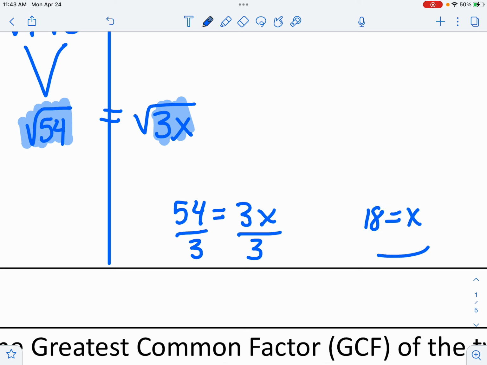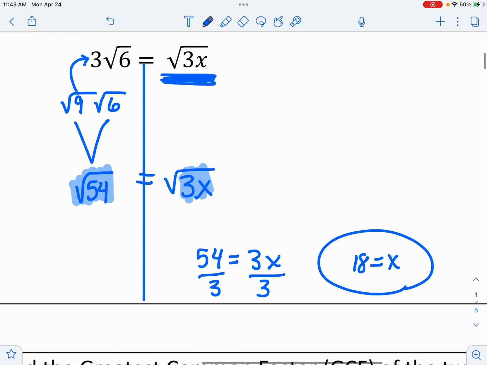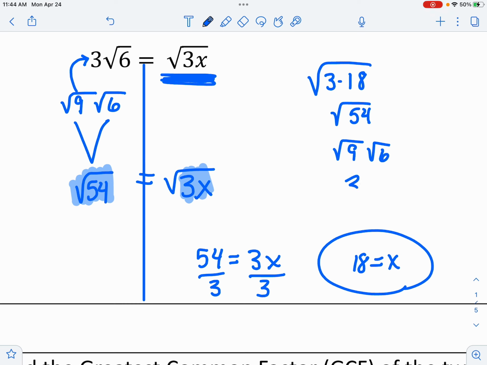So when you're taking the Keystones, you can either use all your multiple choice to plug them in and see which one reduces, or you can do this method. So sure enough, if you plugged in 18, you would get the square root of 54, which would be broken down to 9 and 6, which would give you 3 square roots of 6. So here's the proof as to why x is 18.